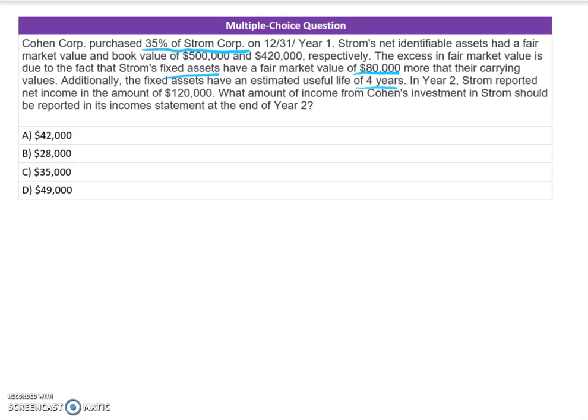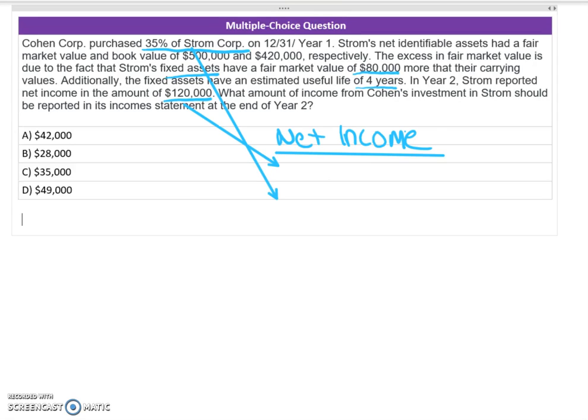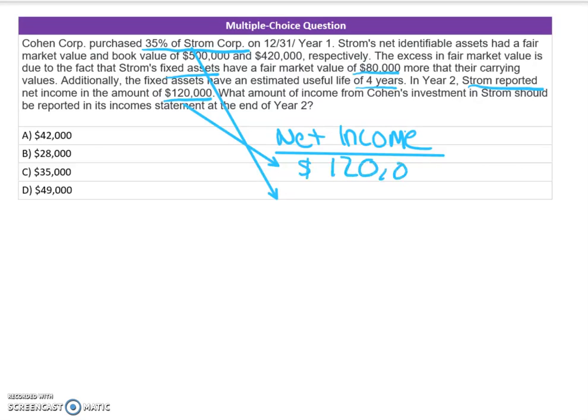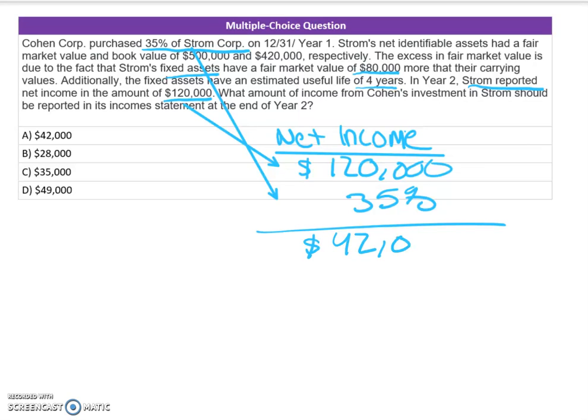In year two, Strom reported net income in the amount of $120,000. What amount of the net income from Cohen's investment in Strom should they be reporting on their income statement? So we need to note that we're purchasing 35%. So therefore, we are entitled to 35% of Strom's reported net income. So the net income is $120,000 for Strom. We get 35% of that. Therefore, our net income, we think, is $42,000.